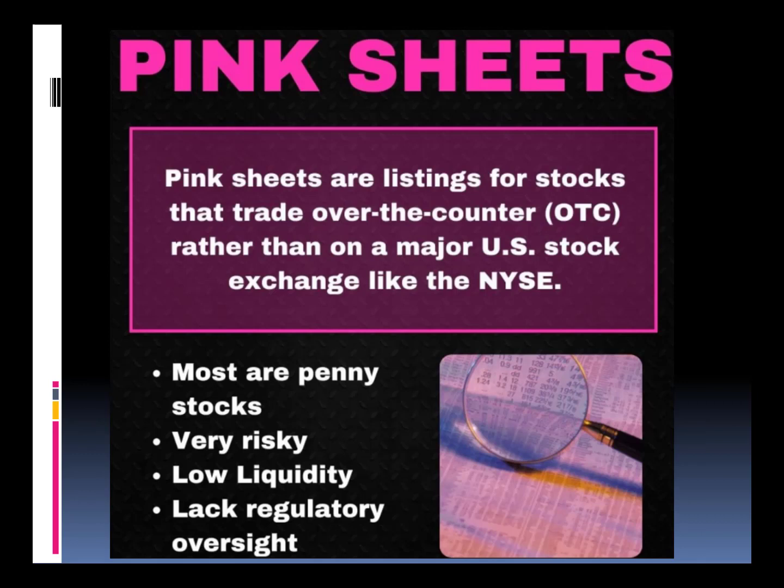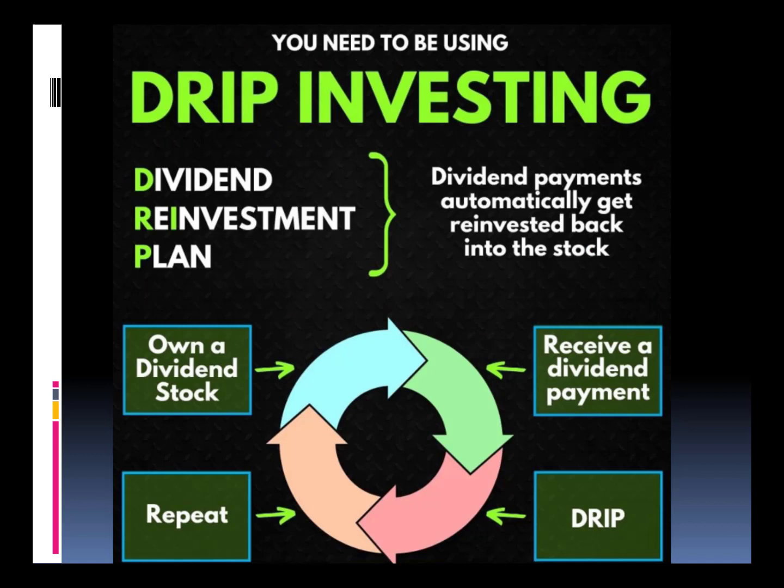Then we also have the pink sheets. This was more common in the 70s and 80s stock market. Pink sheets are listing for stocks that trade over the counter, OTC, rather than on a major US stock exchange like the New York Stock Exchange. Most are penny stocks. They are very risky, low liquidity, and lack of regulatory oversight.